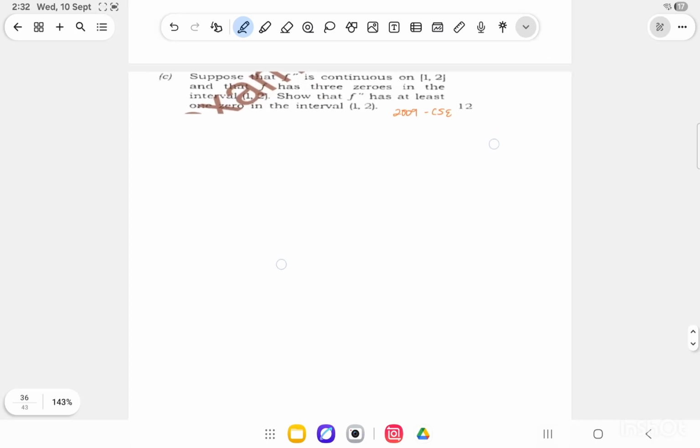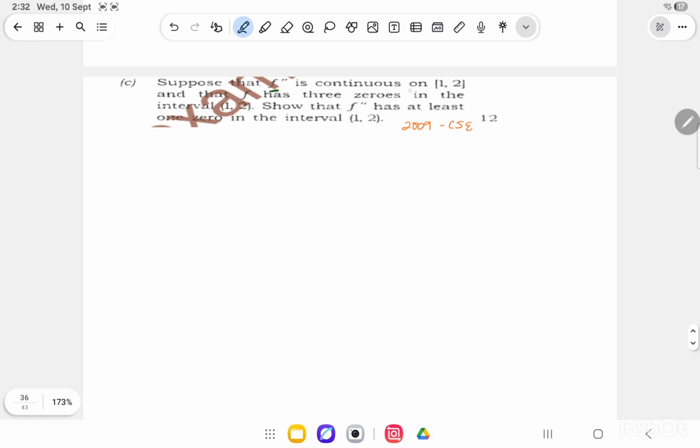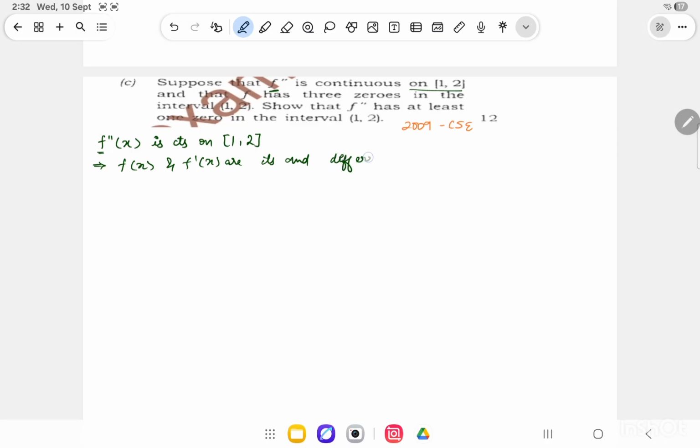So the next question says that suppose that f'' is continuous on the closed interval [1, 2], that is, f''(x) is continuous on [1, 2]. So the existence of this f''(x) implies that f(x) and f'(x) are continuous and differentiable on the closed interval [1, 2] and open interval (1, 2) respectively. That is, continuous on this and differentiable on this.